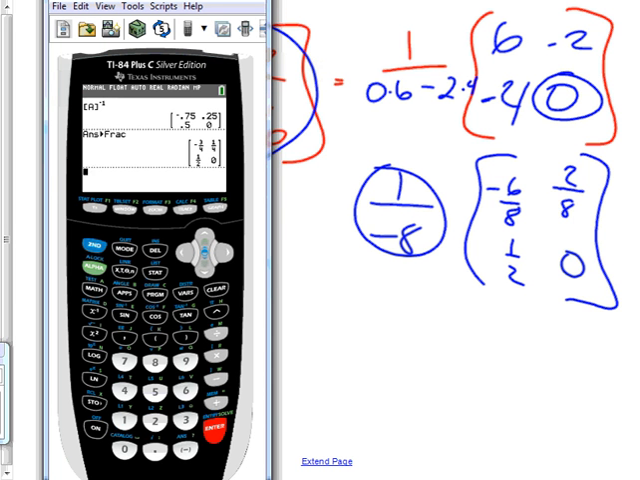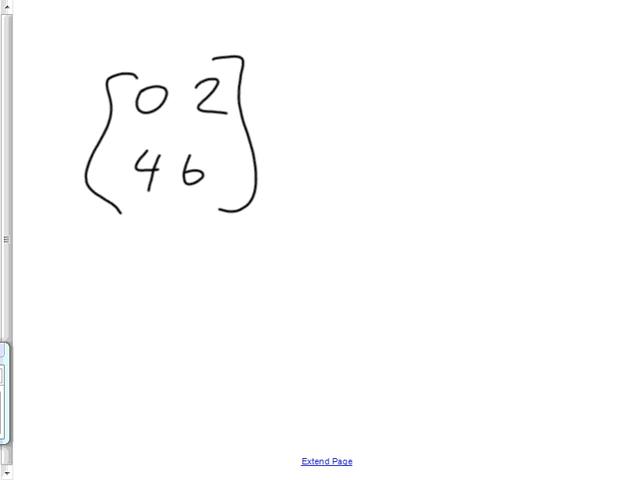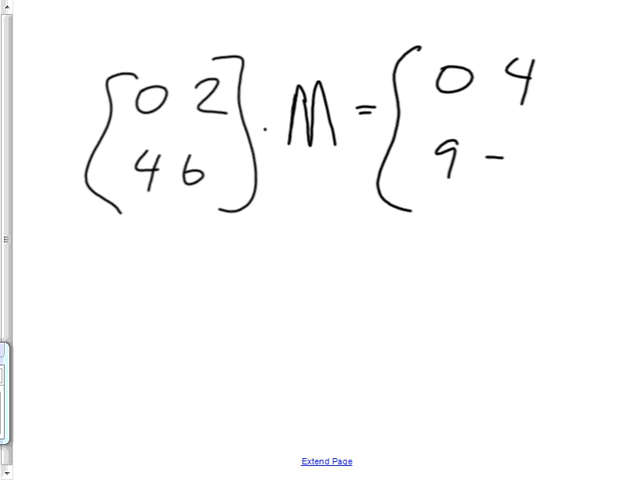That is the inverse. Why do you care? Because you need inverses to solve problems like this. Let's just use that same matrix: 0, 2, 4, 6. There. Is that correct? Okay. And I times it by the mystery matrix. I'm going to call it M for matrix. Is equal to 0, 4, 9, negative 12.